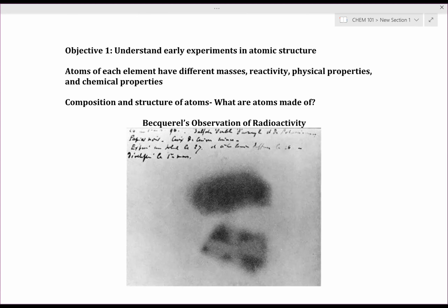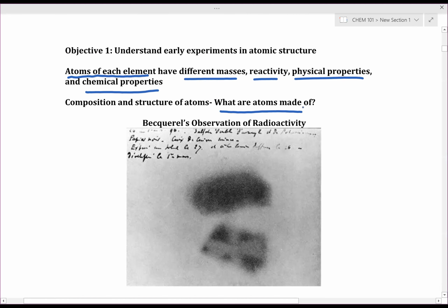So first and foremost, the key principle that was established empirically is atoms of each element have different masses, reactivity, physical and chemical properties. So we can differentiate elements based on their properties and reactivity. The main goal of this next section is to try to identify how did we figure out the composition and structure of atoms? What are atoms made of? So that's our central question.